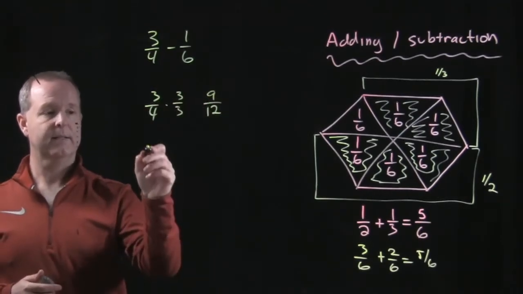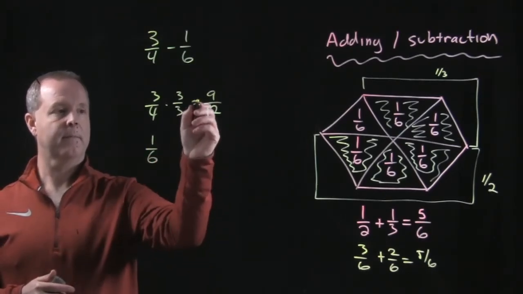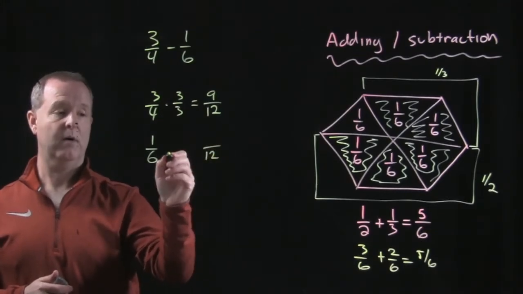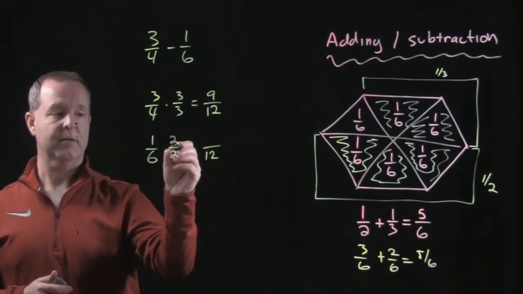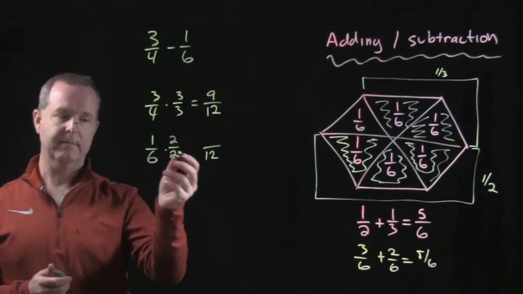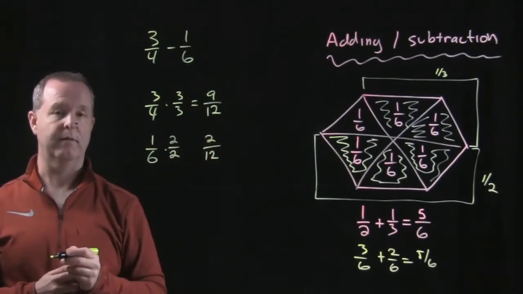With a 1/6, that also produces something over a 12. 6 times what makes it 12? 2, so that becomes my clever version of 1. 1/6 times 1, or 1/6 times 2 over 2 produces 2 over 12.